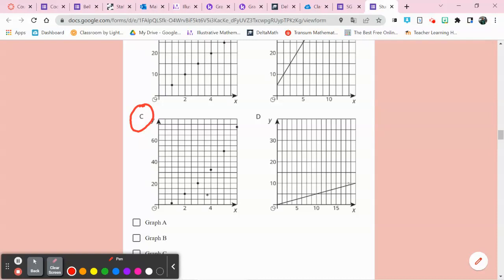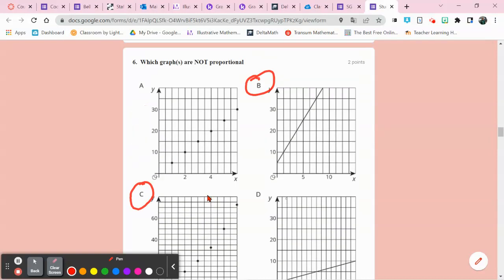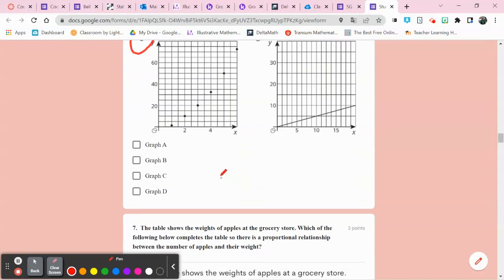D, well, that's a straight line, and it does go through the origin. So my 2 graphs that are not proportional are B and C. So I would make sure to check those 2, B and C. Those are my 2 that are not proportional. All right, let's move on.